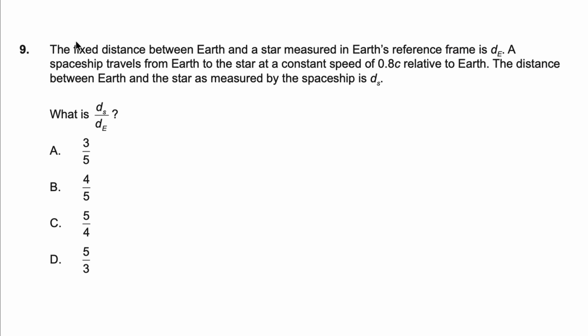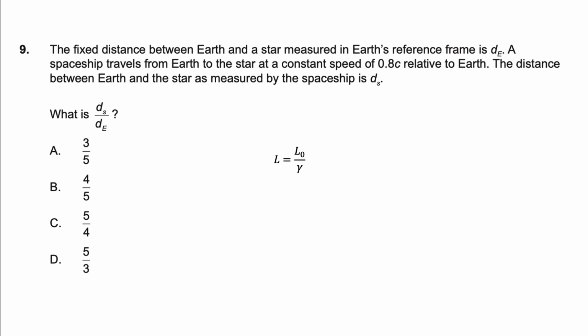Okay, we've got a fixed distance between the Earth and the star, which is dE. The spaceship is going to travel to the star at a constant speed, and the distance between the Earth and the star, as measured by the spaceship, is ds. Now for this, we're looking at distances, and so we're going to use our length contraction. Length contraction gives the relationship between the observed length L, the proper length L0, and gamma.